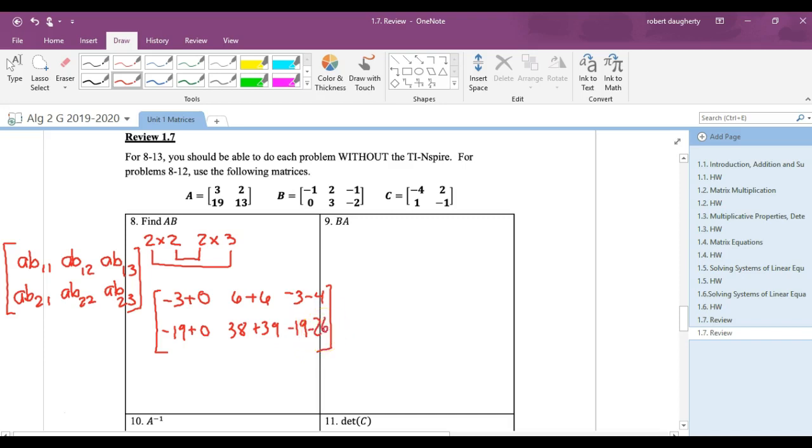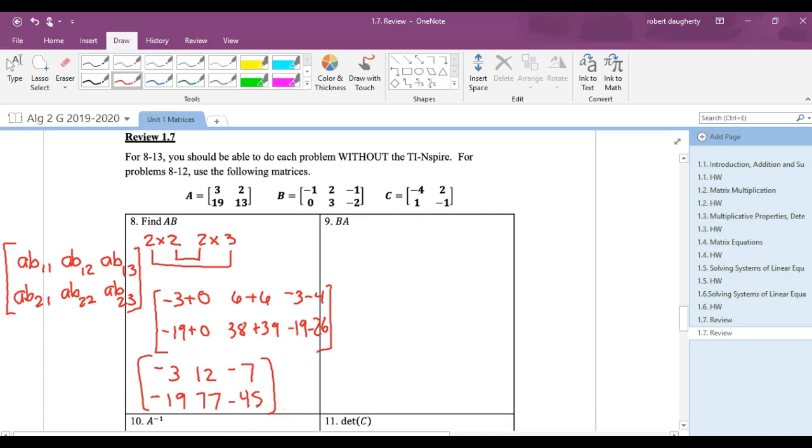26. So this gives me negative 3, 12, negative 7, negative 19. 38 and 39 is what, 77. Negative 19 and negative 26 is negative 45. And there we go. So that is our solution.